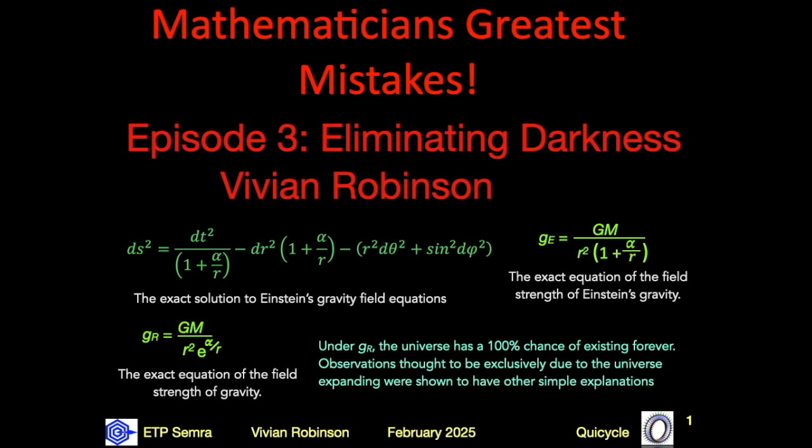In the second episode, I removed the 1 in 10 to the 60 odds of the universe existing. The universe is infinite and steady state with a 100% chance of always existing. Observations that were thought to be exclusive to the expanding universe were shown to have simple physical explanations. They were supported by mathematics and observations.